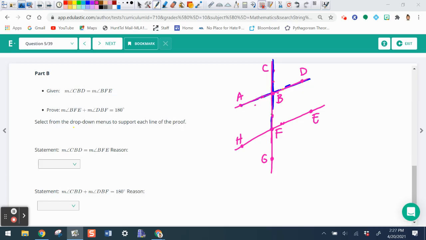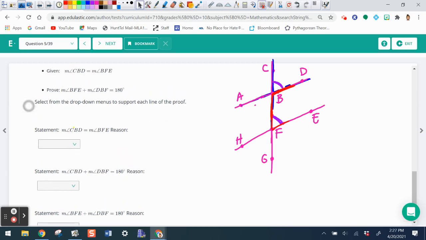Okay, so it says given the measure of angle CBD is equal to the measure of angle BFE. So these two angles have the same measure, which actually really does mean that they are congruent. So I'll go and show that there. And our task is to prove that the measure of angle BFE, that angle right here, added to the measure of angle DBF somehow equals 180 degrees. So let's take a look at our statements.